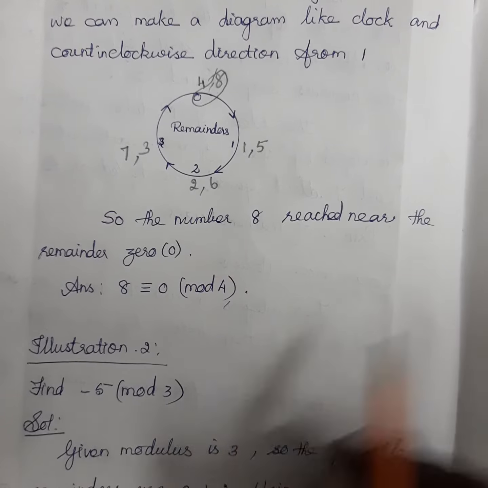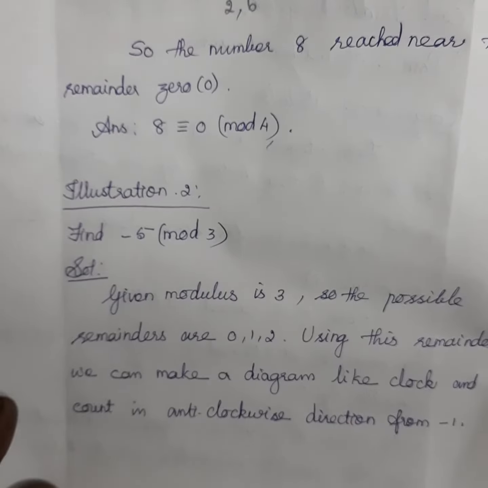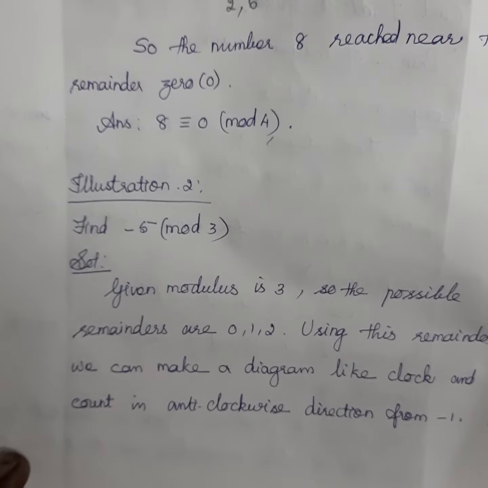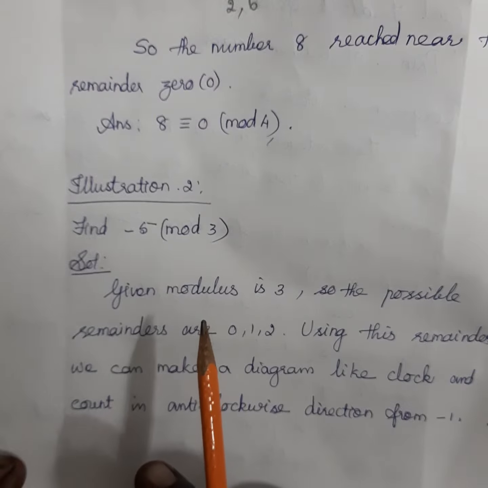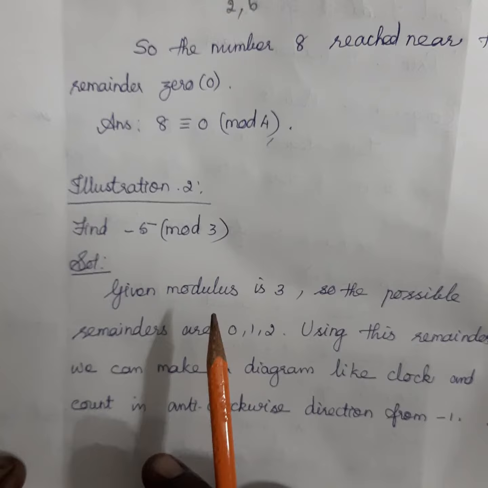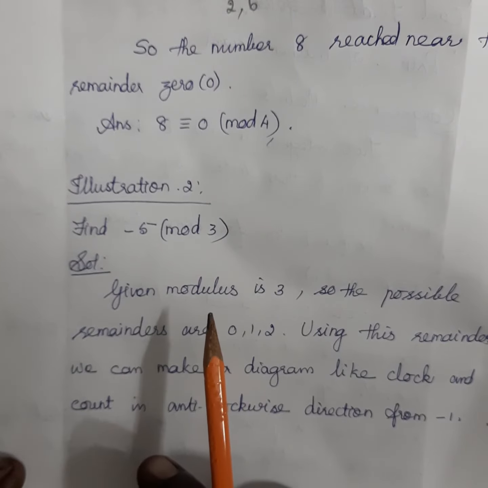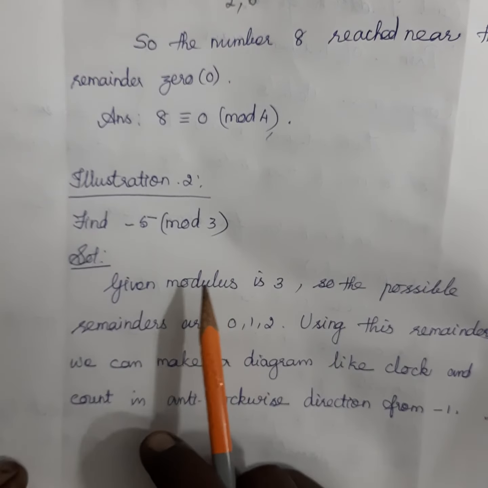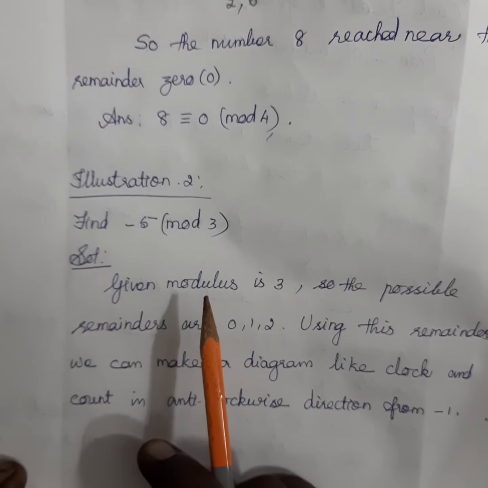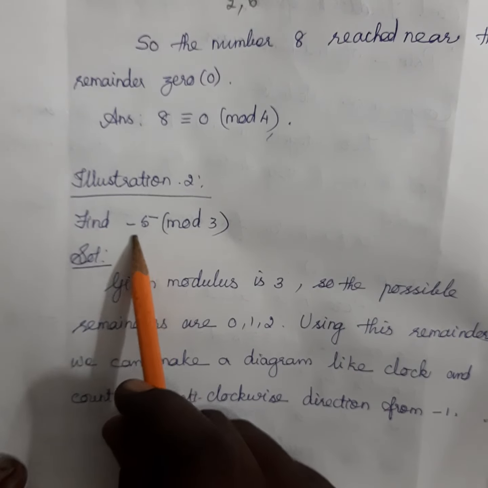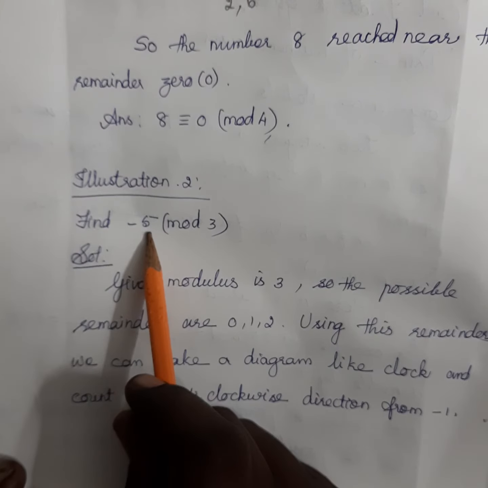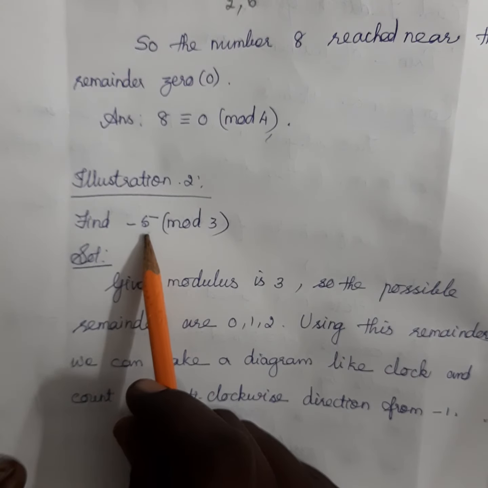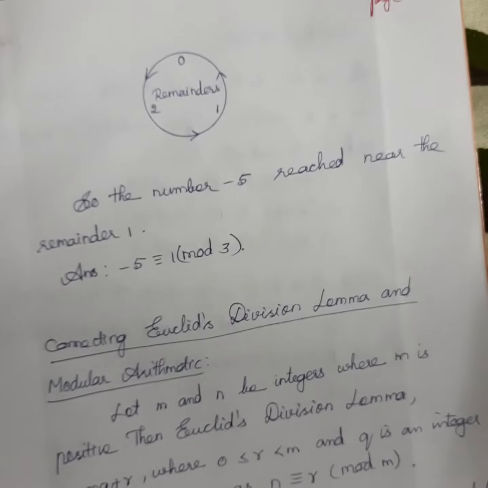Okay, now you see how it works for a negative number. The number is minus 5 mod 3. Here the modulus value is 3, so the possible remainders are only 0, 1 and 2. Understood? Only 0, 1, 2, so 3 numbers are possible. Using the 3 numbers you make a diagram like a clock. Then since the given number is negative, you have to do the counting in the anti-clockwise direction from minus 1. Okay, now you see the diagram.